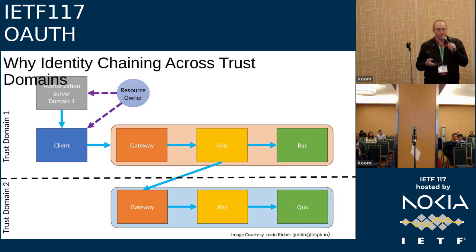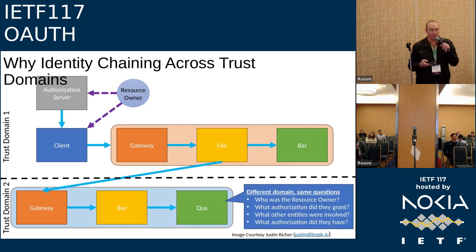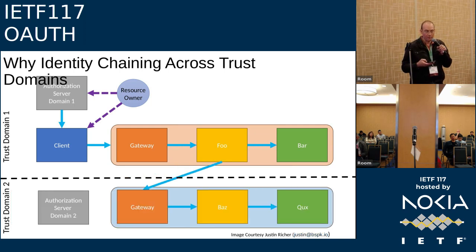So the question becomes, if we have this situation with multiple services, we still need to be able to answer the same questions when we get into a different domain. We still want to know who the original resource owner was, what authorization they granted, what other entities were involved, and what authorization they have along the way. To do that across trust domains is what we're looking at here. And in this world, we're assuming there's another authorization server involved as well, so there's at least compatibility at that level. We have two domains that are using OAuth.